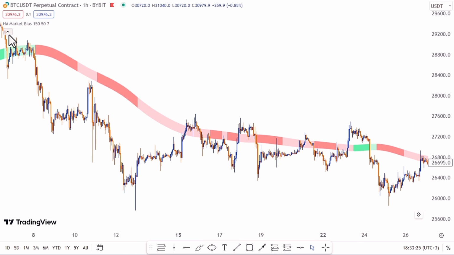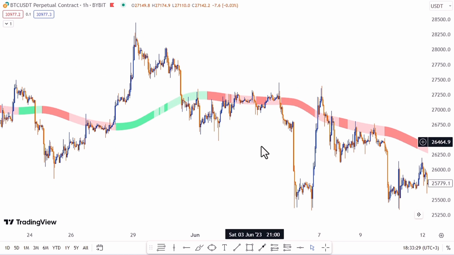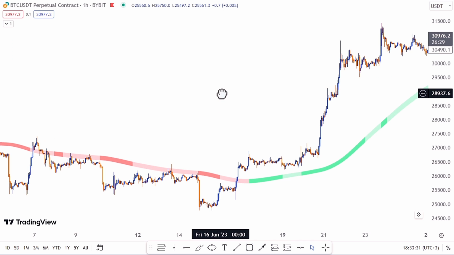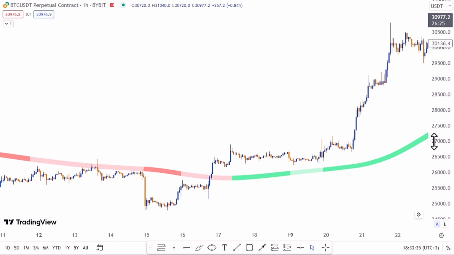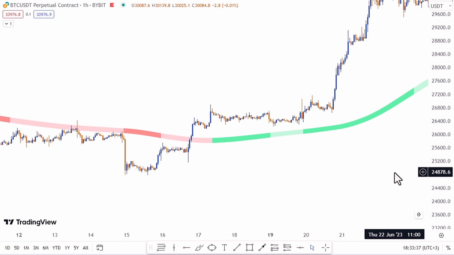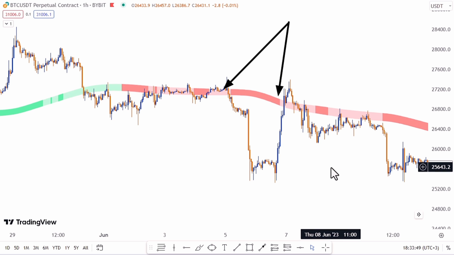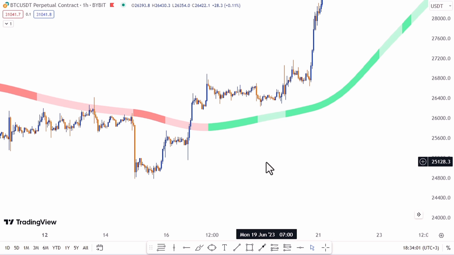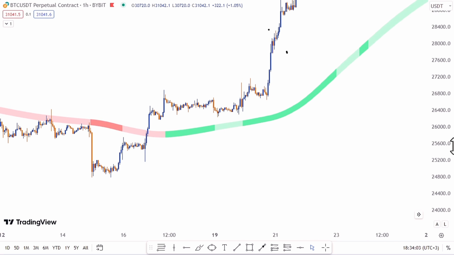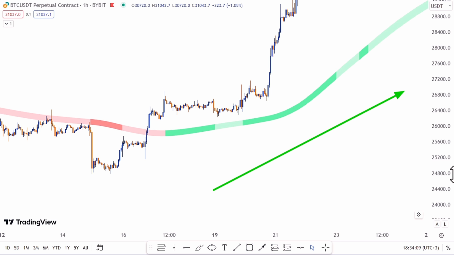Now let's learn how to read the indicator. It's first important to understand how the indicator can be read. We can first look at the position of the market bias line and compare it to the price action. When the line is above the price action, it indicates that the trend is bearish or likely to switch to bearish. However, if the price is trading above the market bias line, it indicates that the trend is bullish or likely to switch to bullish.